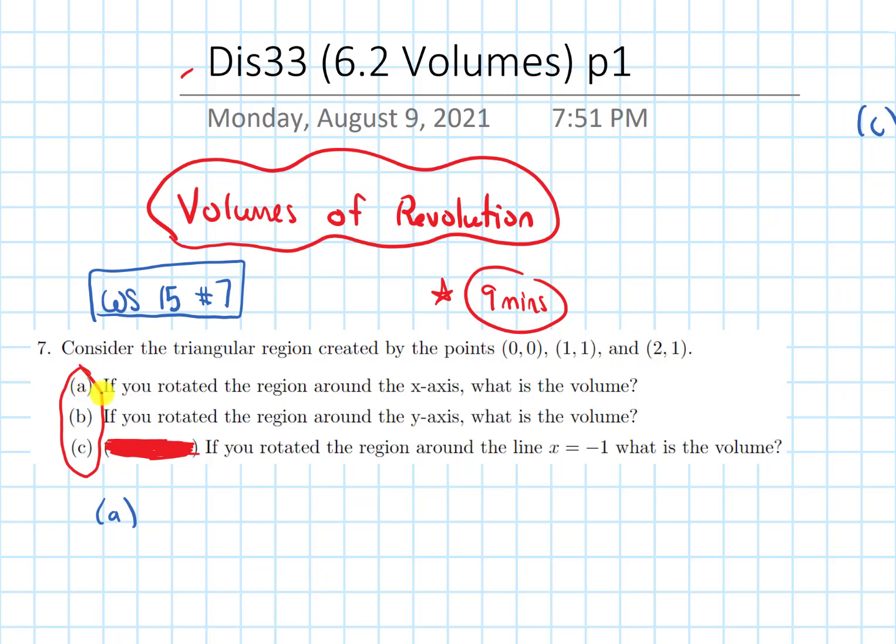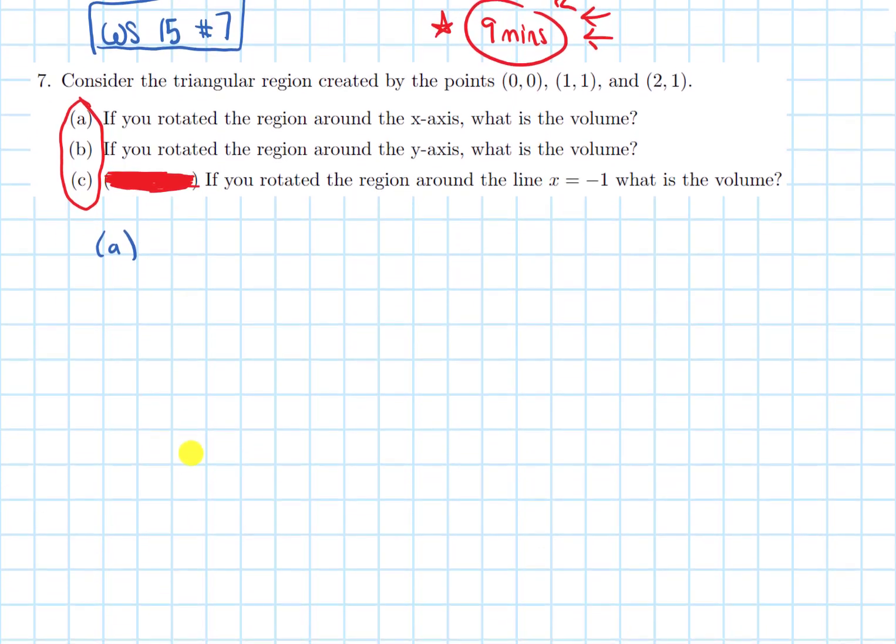Part A says if you rotated that region around the x-axis, what is the volume? B says, well, do the same thing, but now rotate it around the y-axis. And C says, well, if you rotate that region around the line x equals -1, then what's the volume? So first, I want to give you 9 total minutes to try A, B, and C here. Pause the video in 4, 3, 2, 1, pause it, and try these for about 9 minutes.